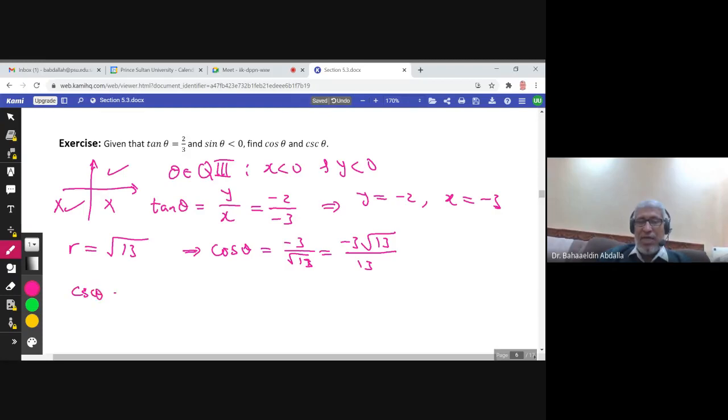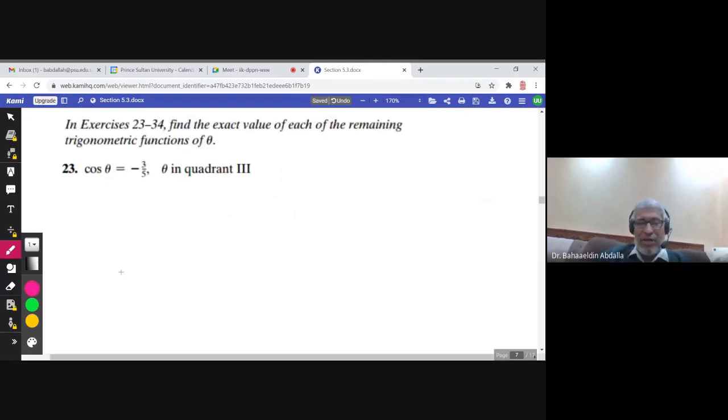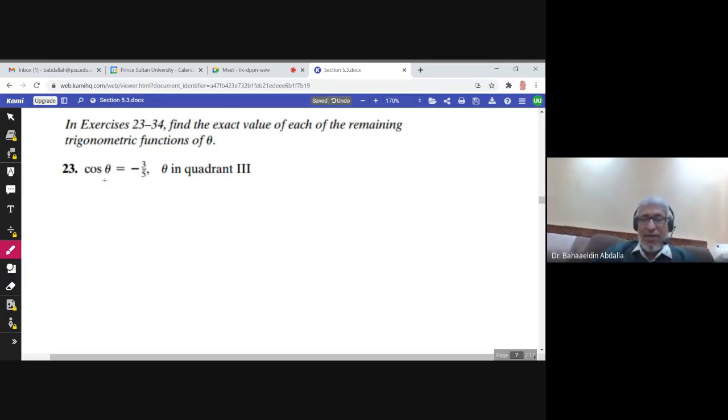Cosecant theta is the reciprocal of sine, so it is r over y, so it is square root of 13 over y, which is negative 2. So this is cosecant theta. Some more examples. Find the exact value of each of the remaining trigonometric functions of theta. One is given, so I need to find the other 5.